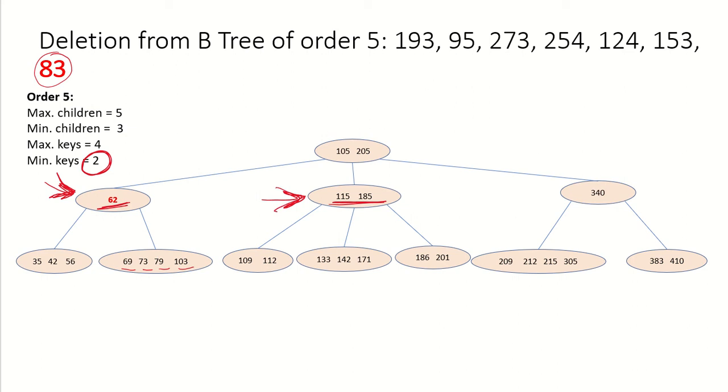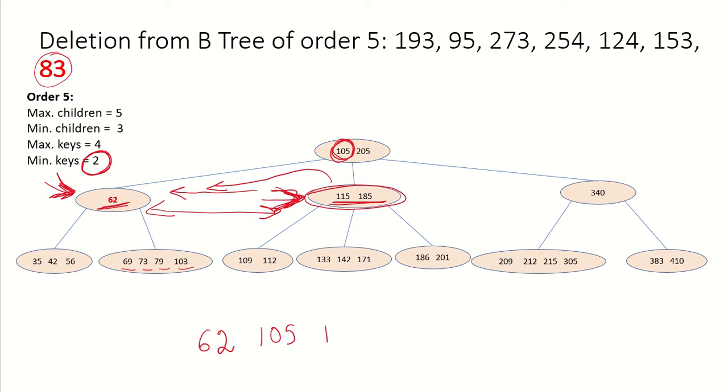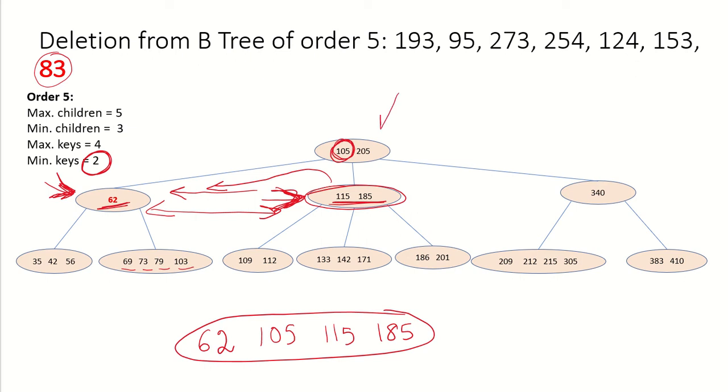If this sibling had more than 2 keys, that means if it had 3 keys, then it could have sent one key to its sibling via the parent. So it could have sent via the parent. But this sibling is also having 2 keys. So what needs to be done in this case? Now these 2 nodes will have to be merged along with the intervening parent, which is 105. So what would be the new node when the nodes are merged? 62, 105, 115 and 185. This will be the new node, and in the root node only 205 will be left.